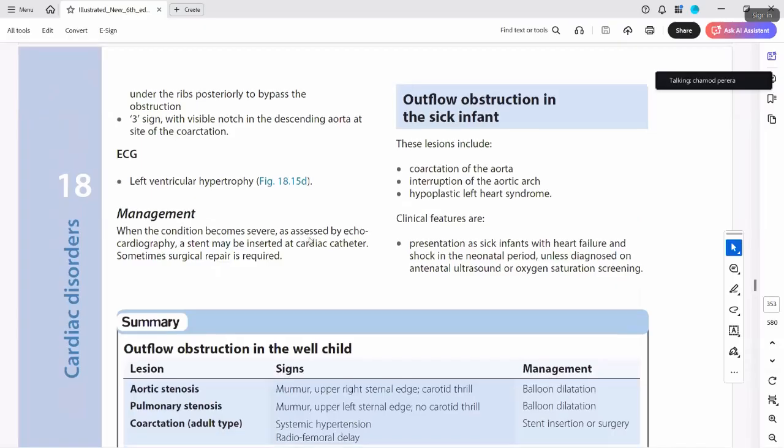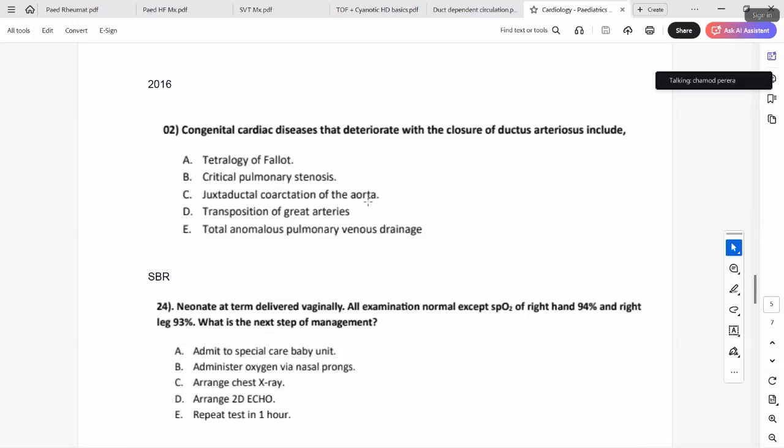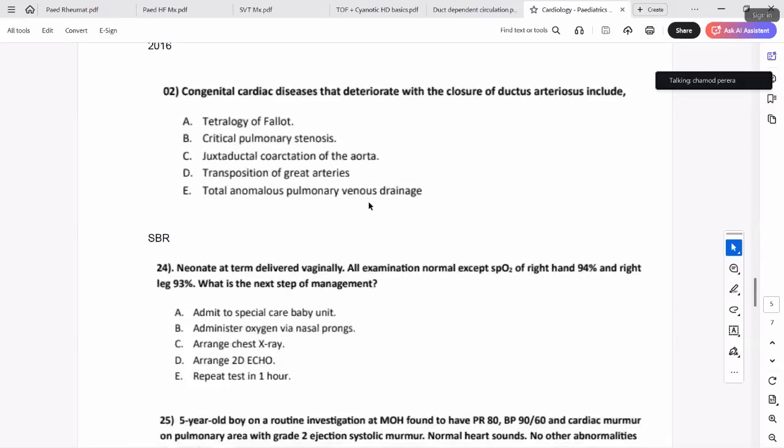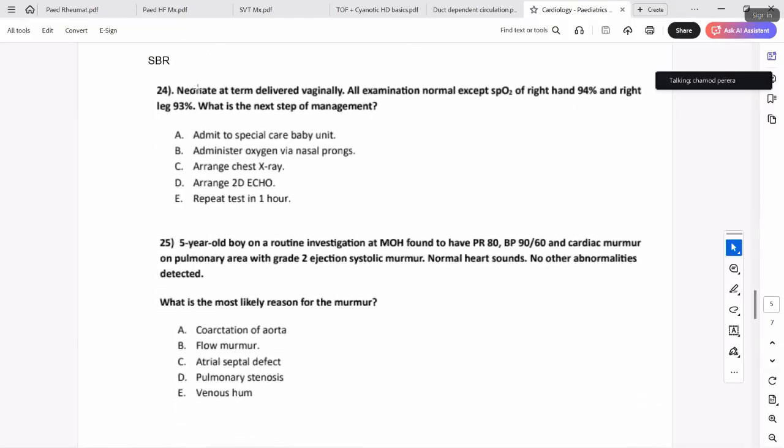So that is about the adult type coarctation of aorta. Again, total anomalous pulmonary venous connection has nothing to do with the ductal closure. Right now, we have a neonate at term delivered vaginally, and all examination is normal except a saturation of the right hand 94 and right leg 93. What is the next step in the management?